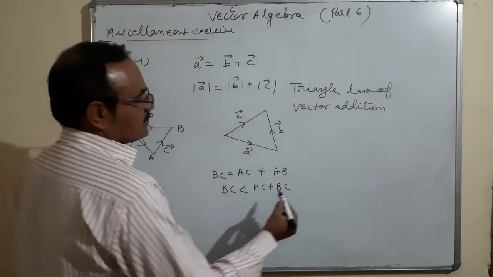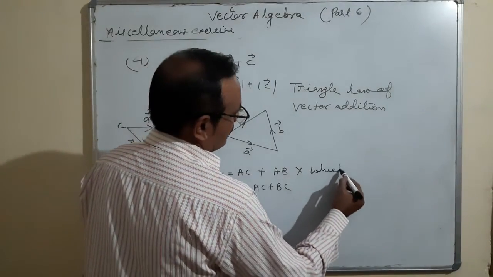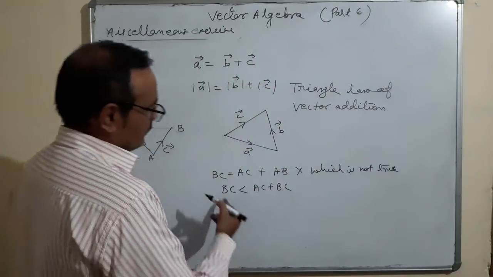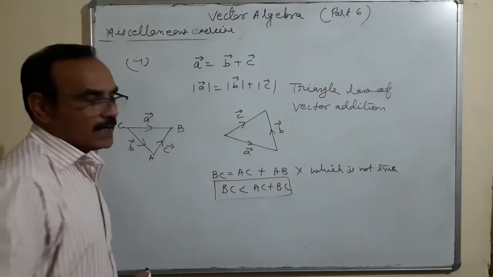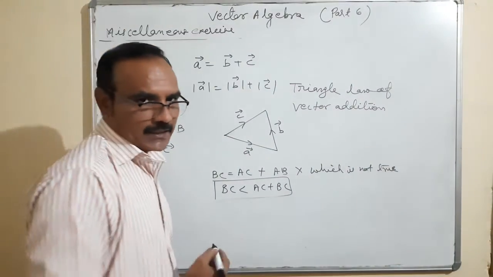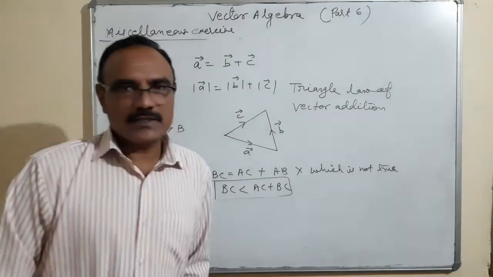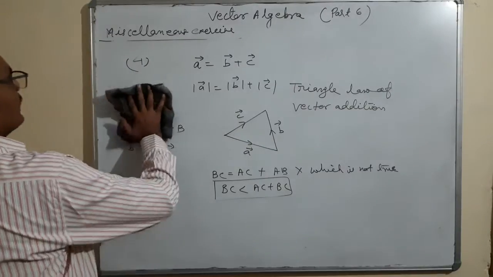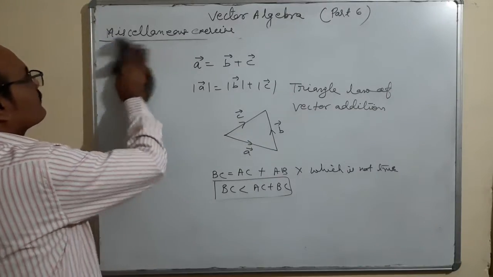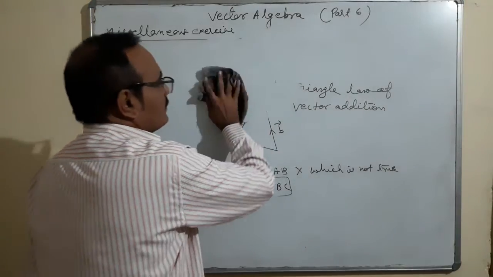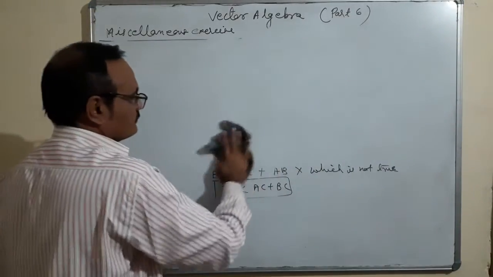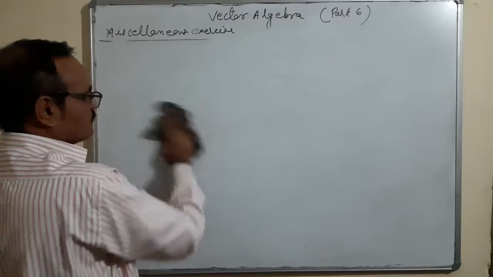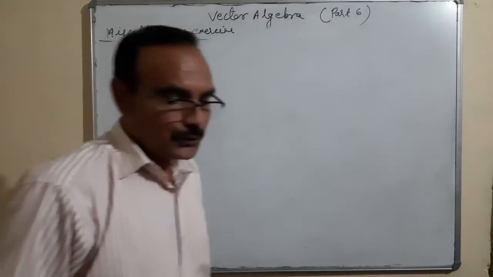So that means it is not true, because this is the condition. We can write here the sum of any two sides of a triangle is greater than the third side, as we know that. So therefore this statement is not true. It is true only for the triangle law of vector addition. So that is question number 4.